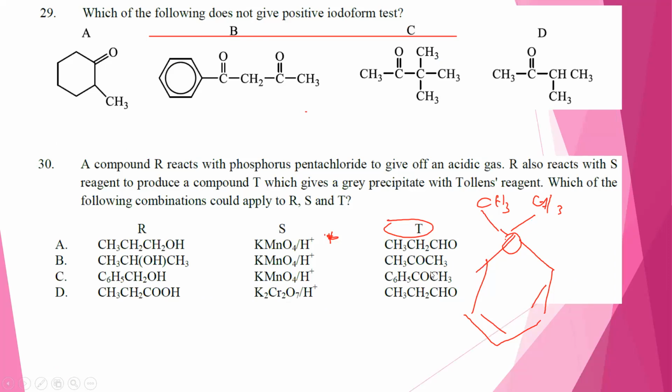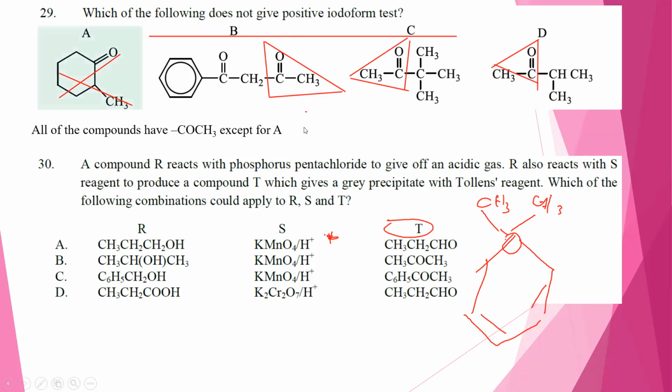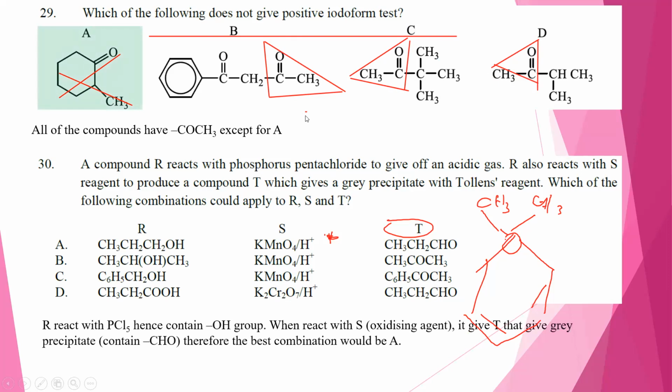Okay, then 29. Which of the following does not give a positive test to iodoform? As long as you have a golden triangle, everything will be fine. So A doesn't have it, so A is wrong. B, you can easily see the golden triangle in here. Then you can get C also, you see the golden triangle, and then D also a golden triangle. Okay, so the best answer in here will be A.